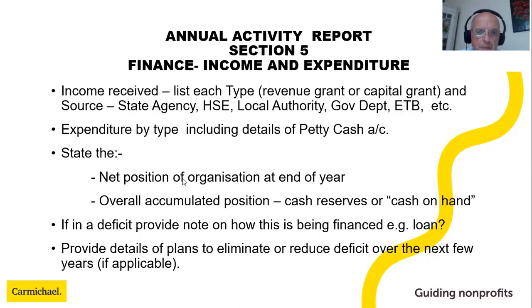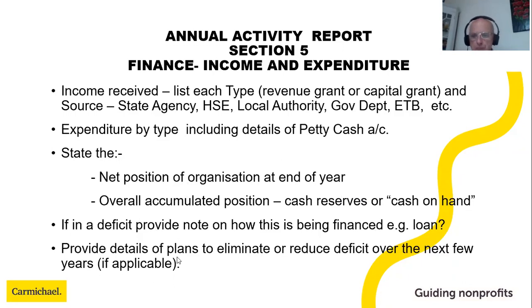State the net position of the organisation at the end of the year. In other words, where are we at the end of the year? And then what is the overall accumulated position? In other words, what is the balance coming forward from the previous years? Are there cash reserves or cash in hand? If in a deficit, provide a note as to how this is being financed.